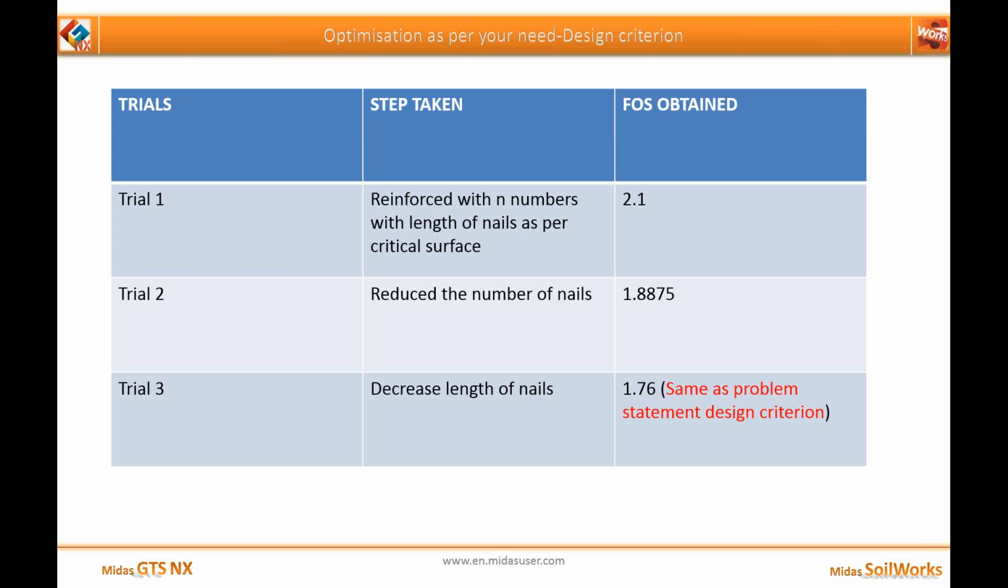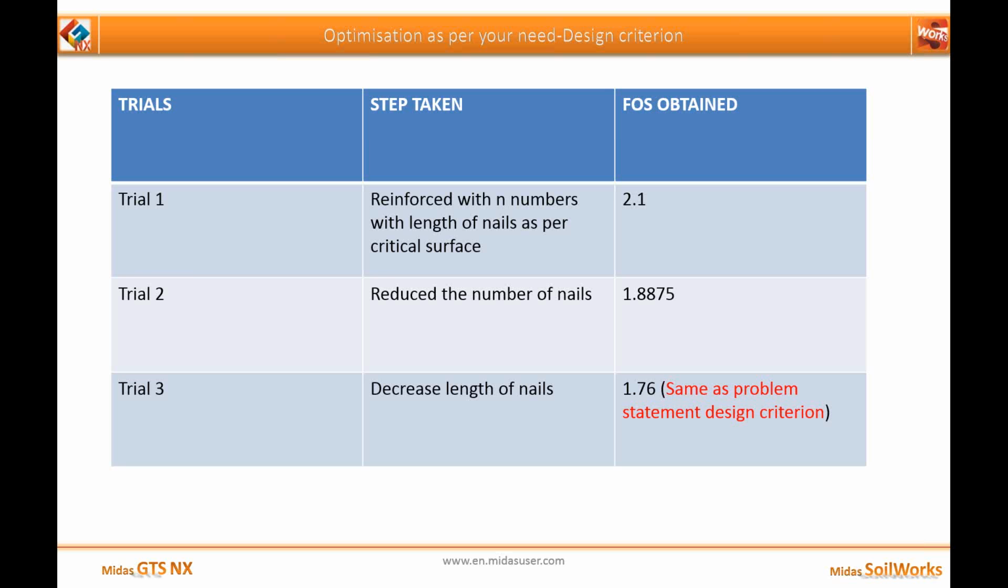Now, since I have to go for an economical design, in the next trial I reduced the number of nails, as a result of which the factor of safety came around 1.8875. While reducing the number of nails, I was very specific about what the initial results were, because I know that the area which is critical should be reinforced densely, and in the rest of the areas where I just put nails for the first trial, I can remove those nails without affecting much of my factor of safety.